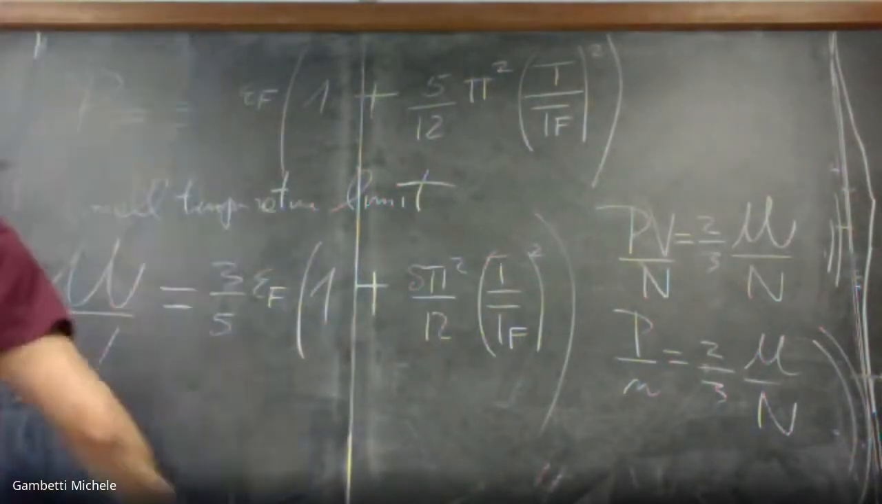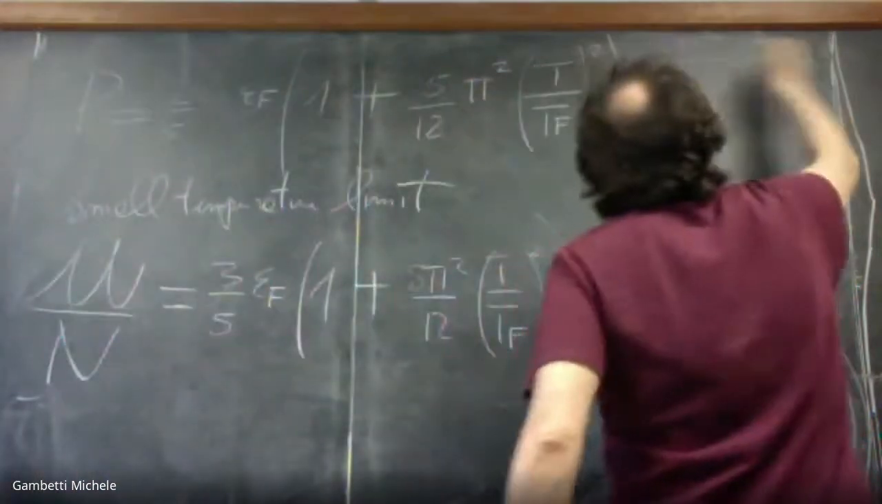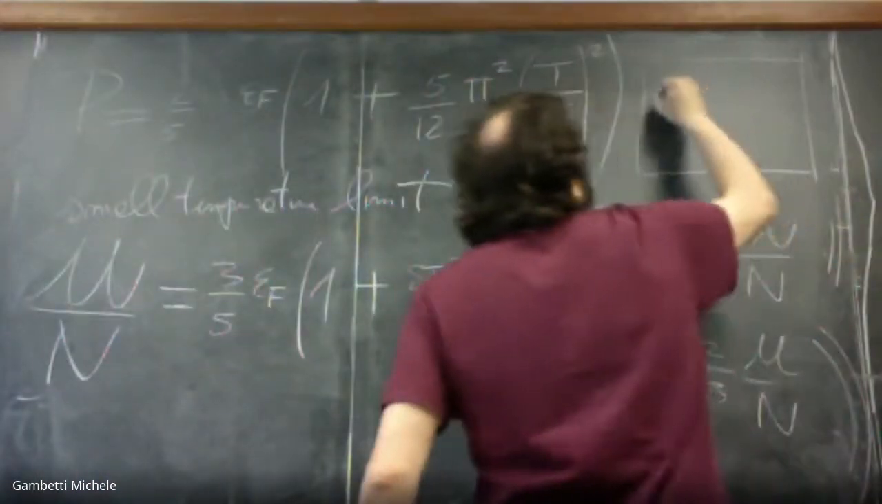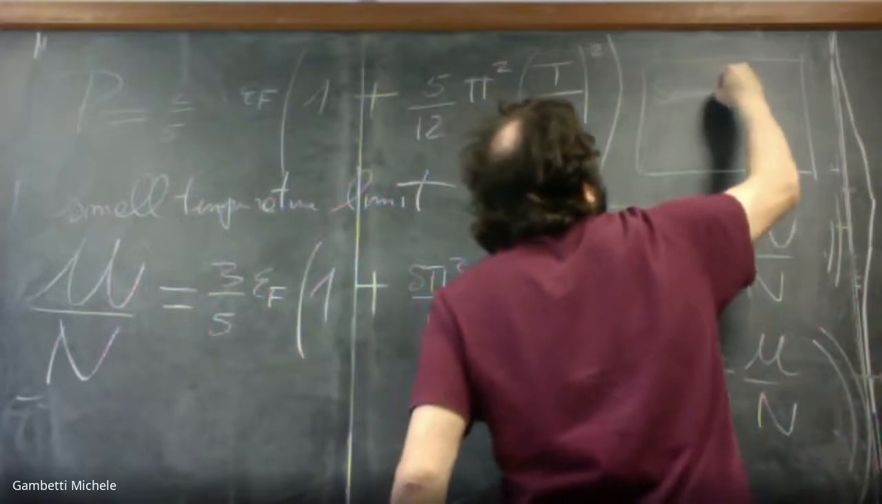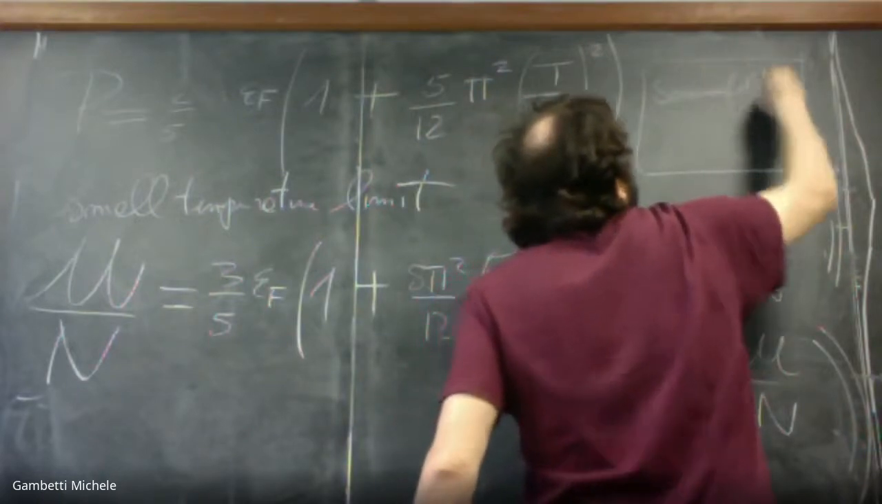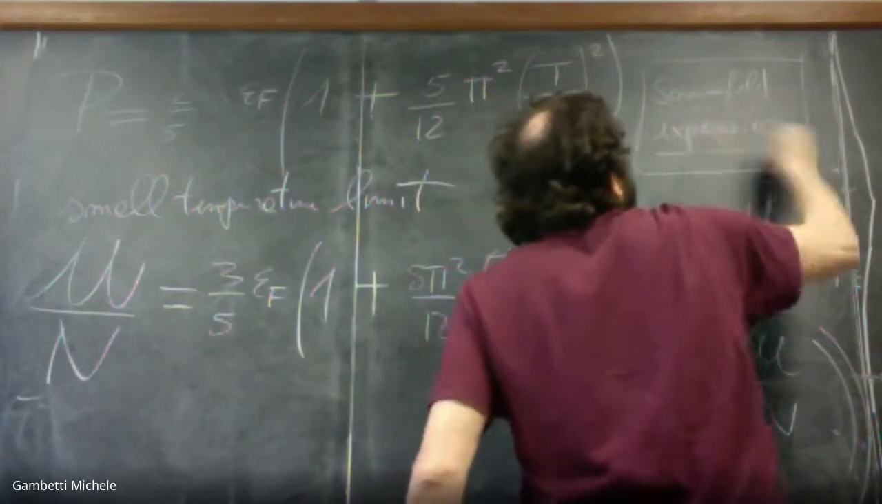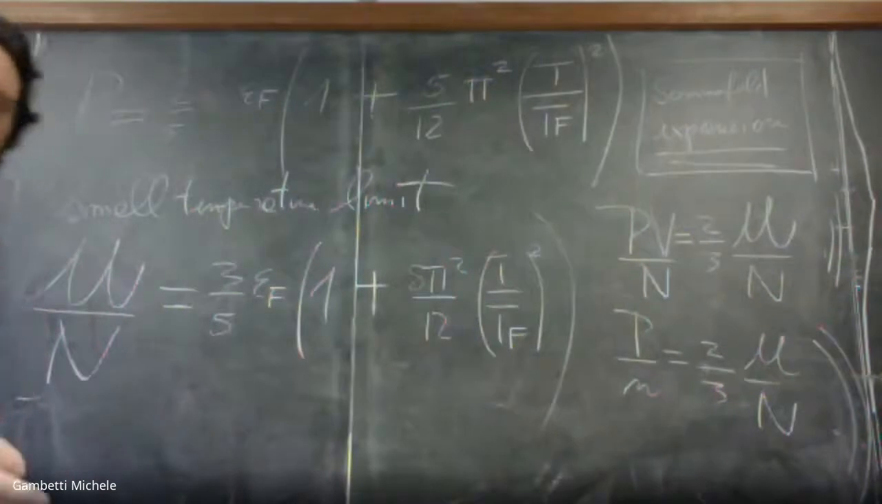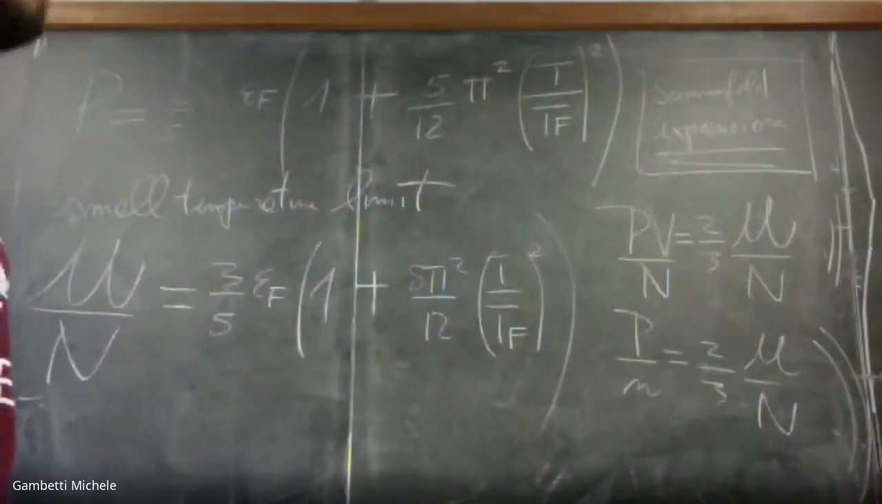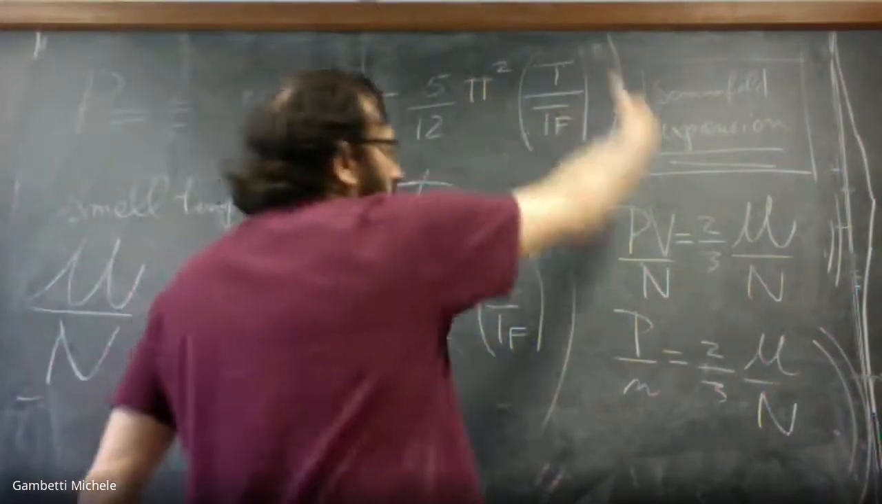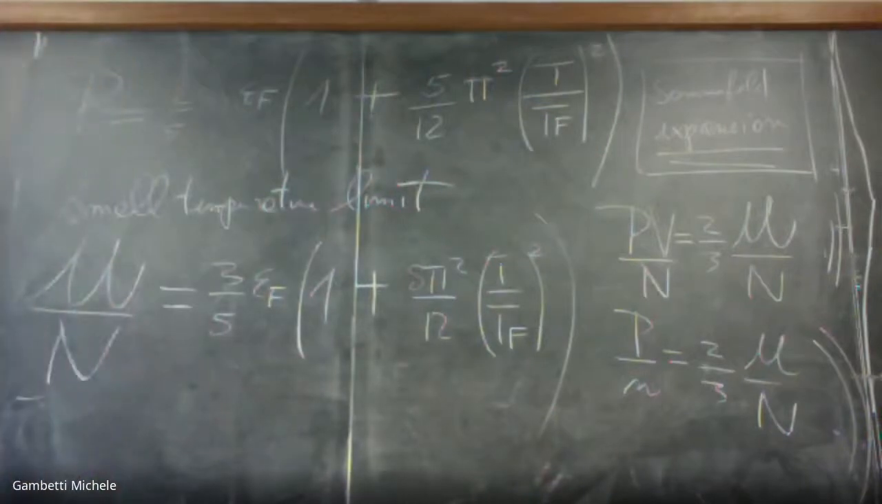Good. Now, okay, these expressions are named Sommerfeld expansion, or Sommerfeld series. Then, of course, you can extend it just by taking more terms in the ratio T divided by T_F. Okay, we stopped at the second term, the quadratic term, which was T squared divided by T_F squared. You can go on, and you can get all the other corrections, of course.